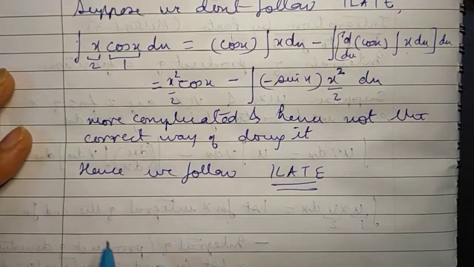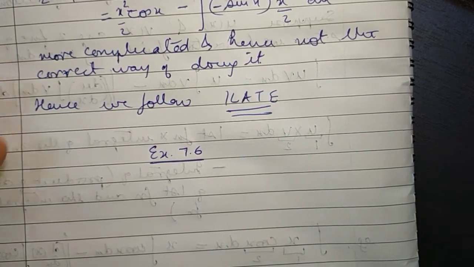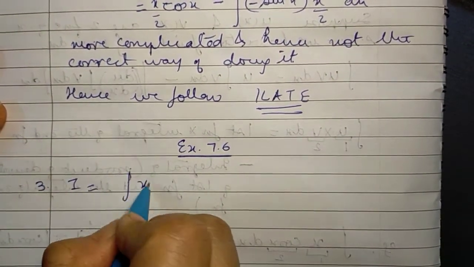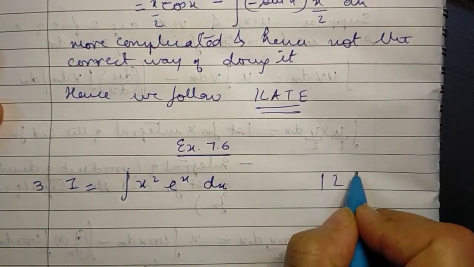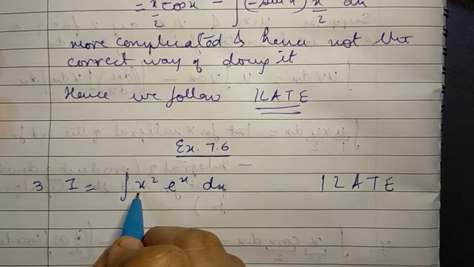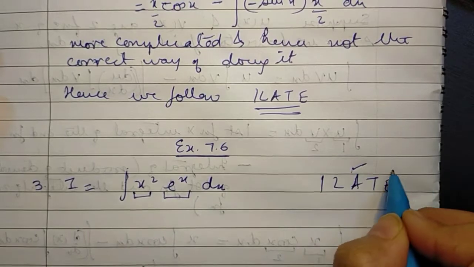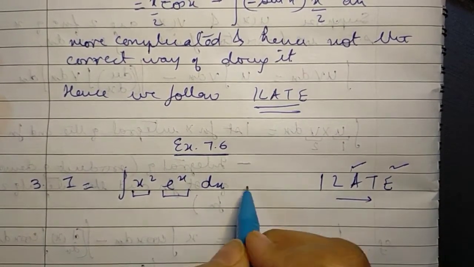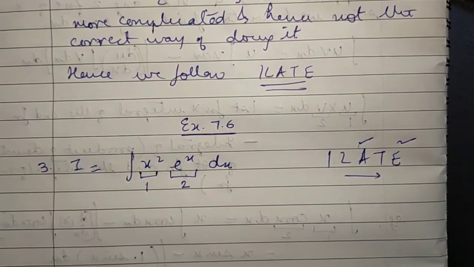Like for example, now let's start with exercise 7.6. Let's take question number 3. Here we have I equal to the integral of x squared e raised to power x dx. Again we check for ILATE. x squared is an algebraic function and the second one is an exponential function. So what comes first as we move from left to right? The algebraic function. So we take it as the first function, and this as the second function.